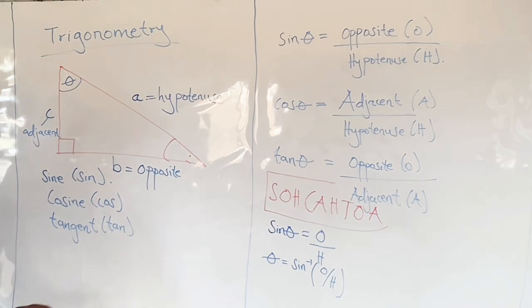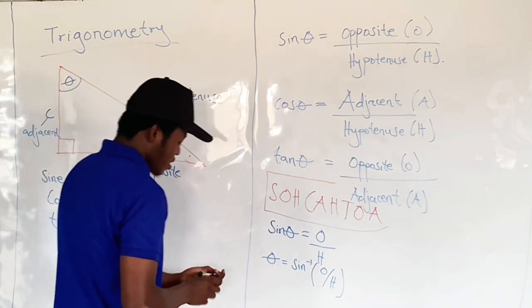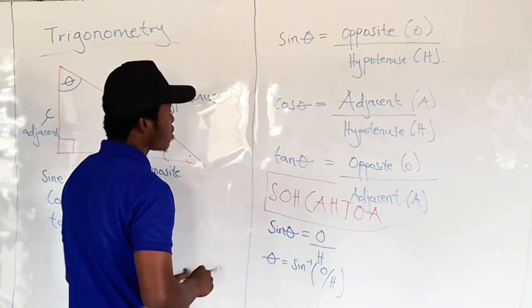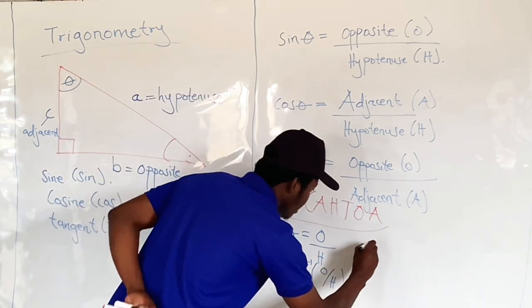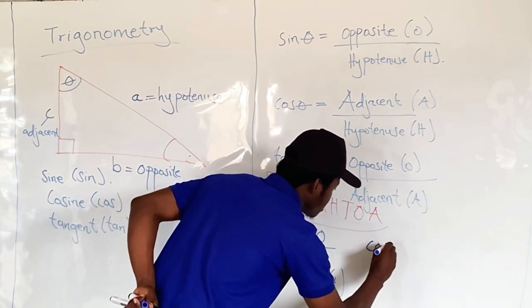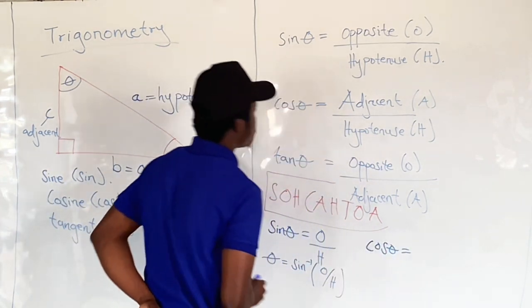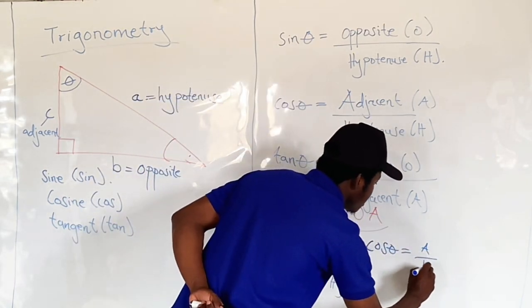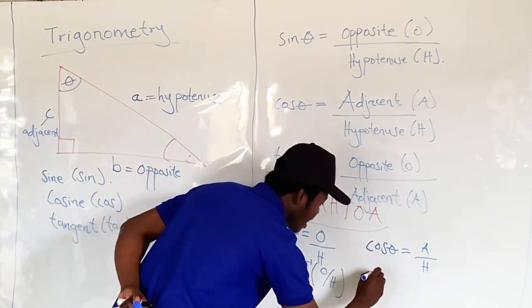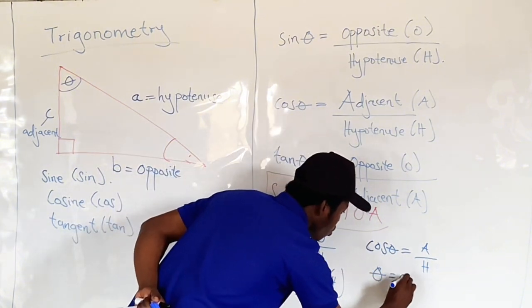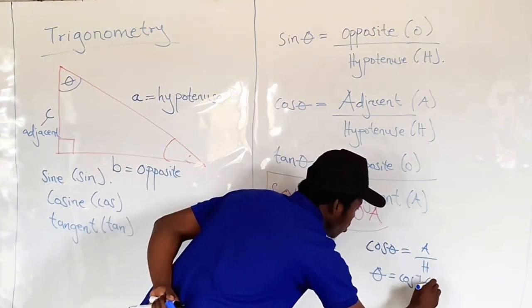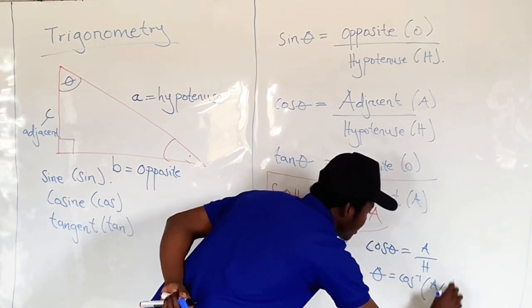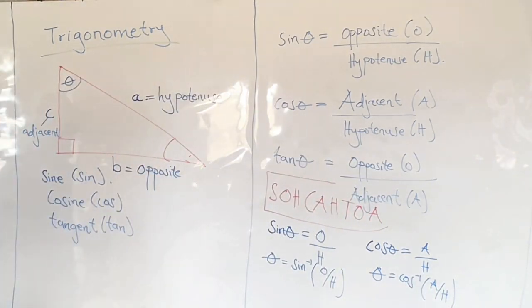We can do the same for cos. We know that cos of the angle theta is always equal to the adjacent over the hypotenuse, A over H. Now, our theta becomes the cos inverse of the ratio A over H. This is the theta value for angle theta.